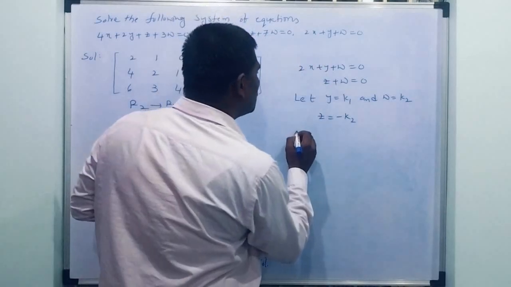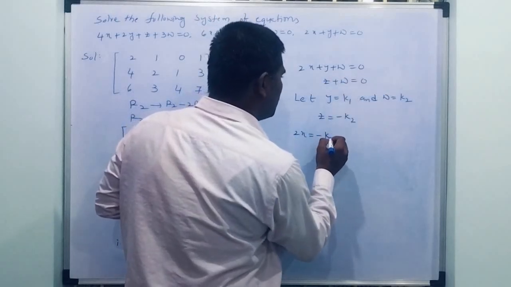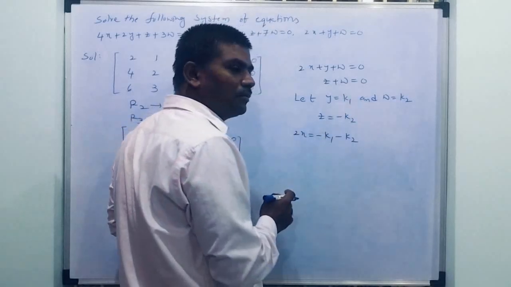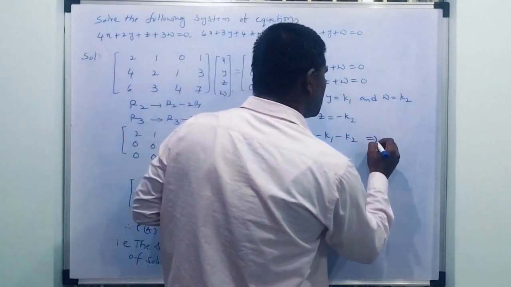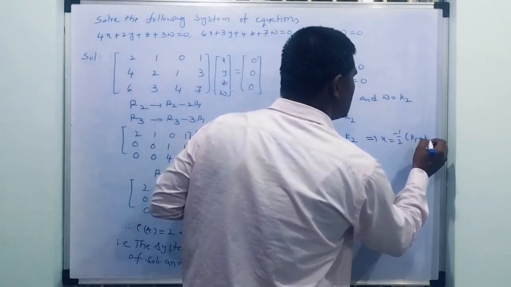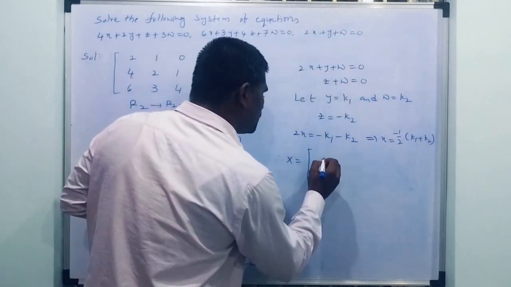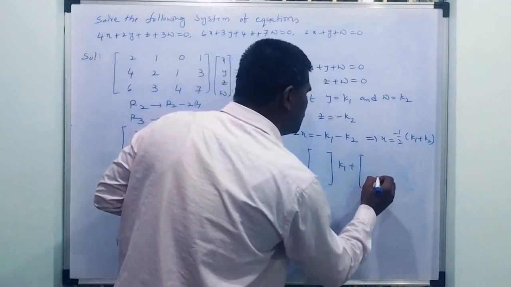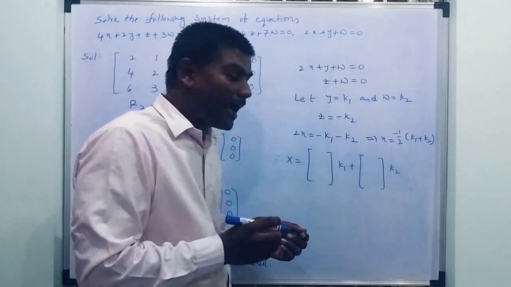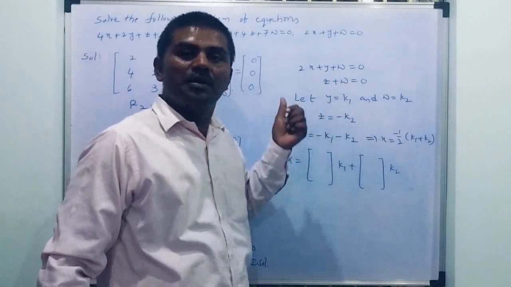That means 2x is equal to minus y minus w. Minus y is minus k1, minus w means minus k2. And take 2 to the other side, that implies your x is minus 1 by 2 into k1 plus k2. Therefore, your x is something into k1 plus something into k2. That something can be found as the coefficients of k1 and k2 from x, y, z and w.